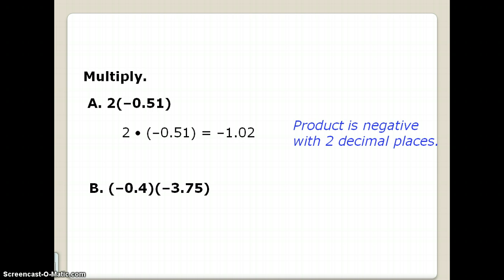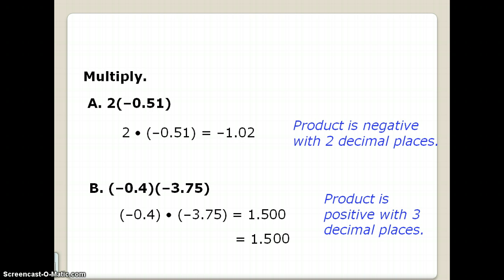Same thing for B. We can multiply 375 times 4, move the decimal 3 spots to the left, and we'll have our value. We know a negative times a negative is a positive. When we multiply those out, we get 1.5. We wouldn't need the zeros at the end. They were there because of our original multiplication before we moved the decimal. That's the end of Chapter 2, Section 4.